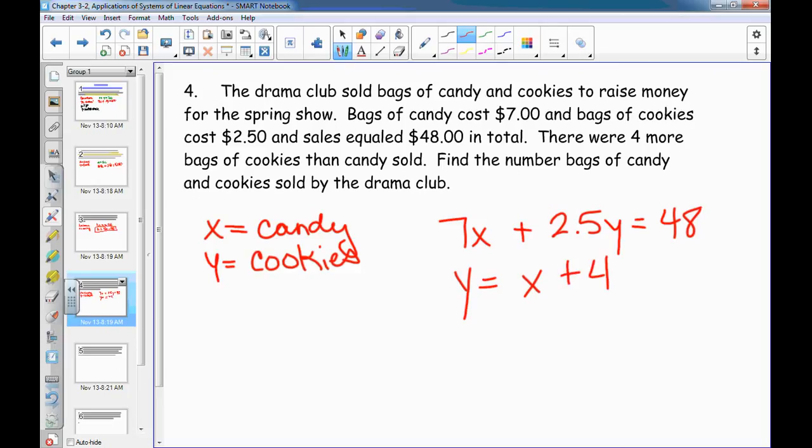Do you see the difference? I heard somebody say 4x. That's 4 times as much, not 4 more. Do we hear the difference? Which method would you use to solve this? Substitution, again, okay?